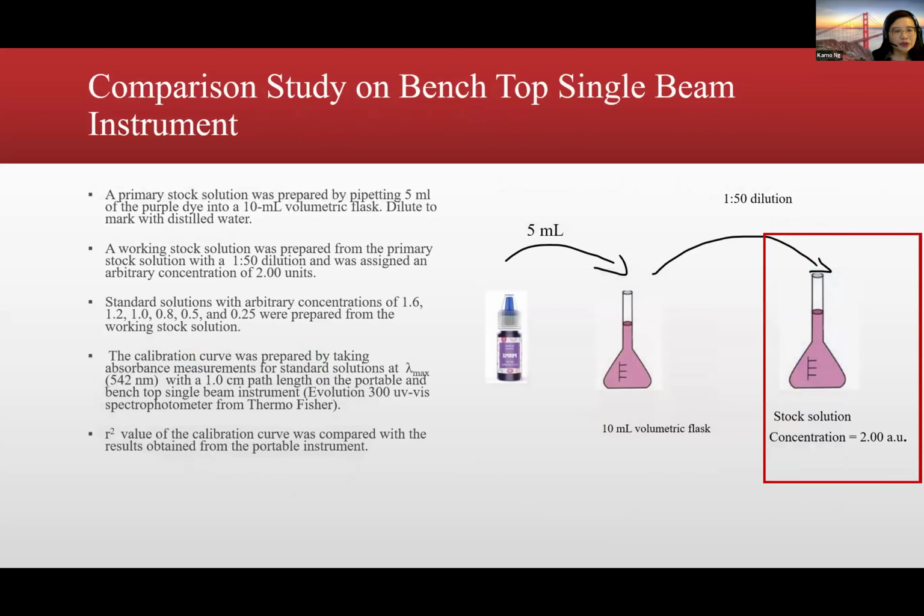During the comparison, we prepared a new set of standards. From the dye, we take 5 ml and dilute into 10 ml. Basically, it's a 1:2 dilution. Then we do a 1:50 dilution. That means this final solution is 50 times less concentrated than this one. We call this the stock solution, and we arbitrarily call the concentration 2 units.